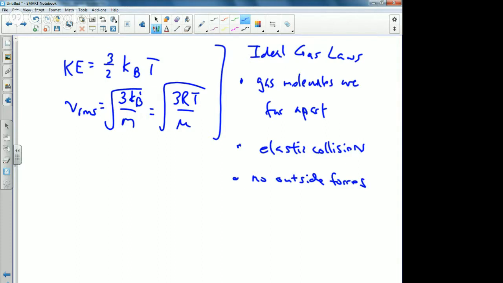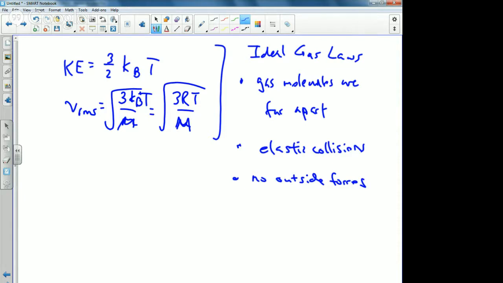On the reference table, it says that v_rms is equal to 3RT over M, capital M. And the other one is mu? Yes, 3 k_B, the Boltzmann constant, times T over mu. Oh, I forgot the T, sorry. Now we'll talk about what it means in a moment.